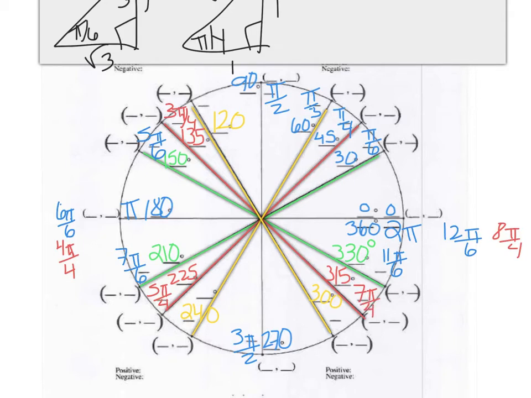And last but not least, we've got our pi over 3. So to make this 2, that's 6 pi over 3. Over here will be 3 pi over 3. So 120 is 2 pi over 3. 240 is 4 pi over 3. And 300 is going to be 5 pi over 3.